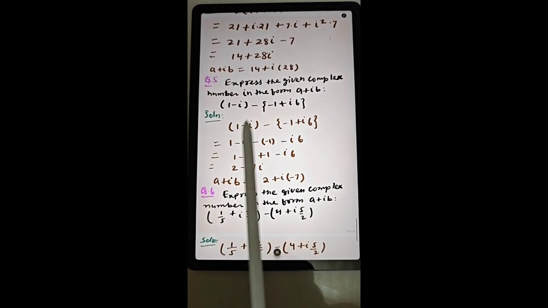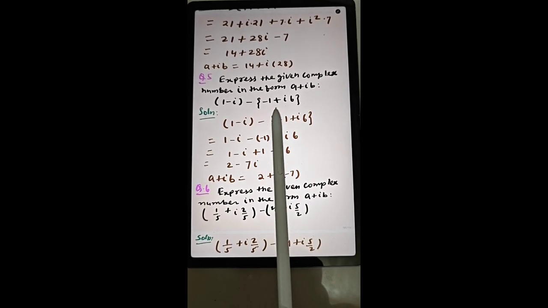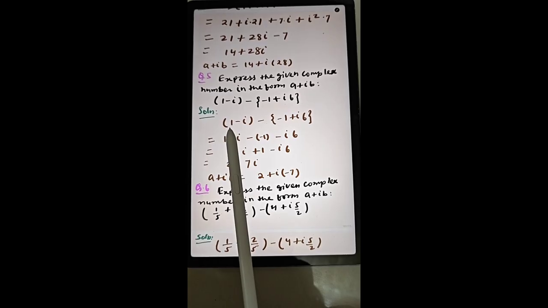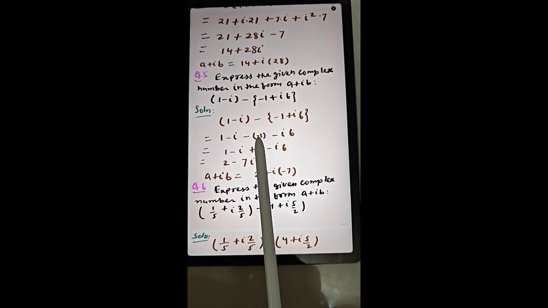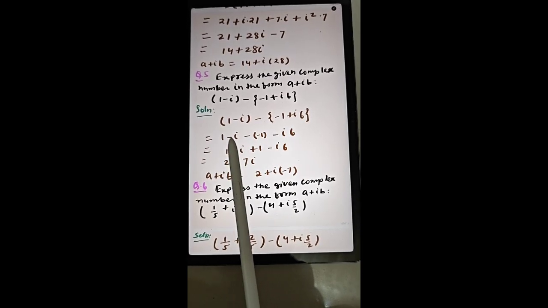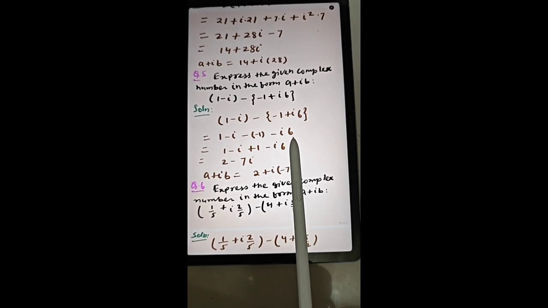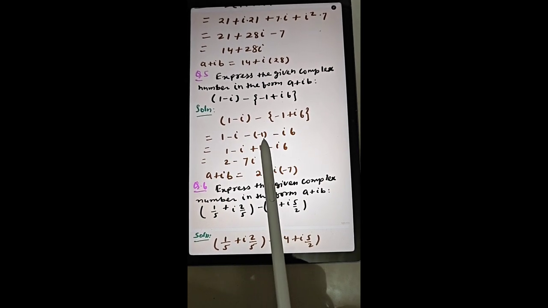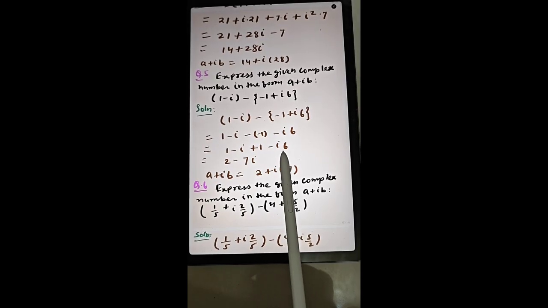So this is your a plus ib format. Now question 5, express the given complex number. This is 1 minus i minus, within bracket, minus 1 plus i into 6. Simplify it. 1 minus i, minus minus plus, okay, this minus, so minus i into 6. So you are having 1 minus i minus minus 1 minus 6i. So 1, and this minus minus plus 1, so 2 minus i minus 6i, that is minus 7i.